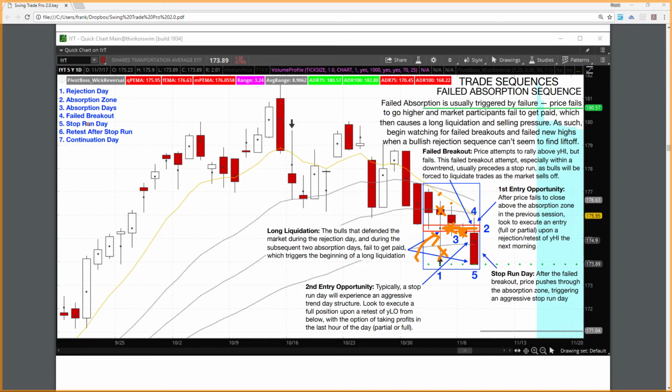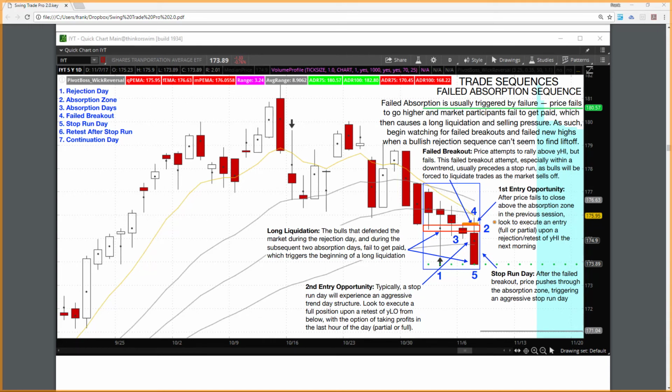But say you don't get out. Say you didn't watch Swing Trade Pro 2.0 and you don't know about these rules, and you didn't get out here. Now when price pushes to highs, you're feeling pretty good about yourself, like, yeah, now I'm getting paid. And then they pull the rug out from under you and this thing starts to drop. Bulls have been in that trade and they could not get paid. A rejection occurs and now everyone is going to jump ship. That's when it becomes an aggressive stop run day to the downside and you see a major move lower.